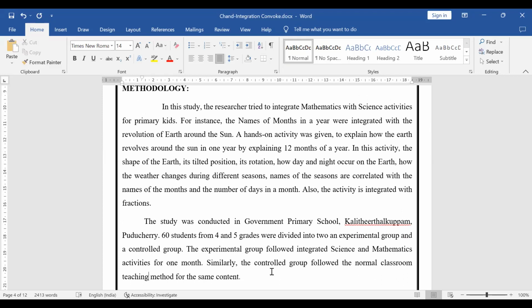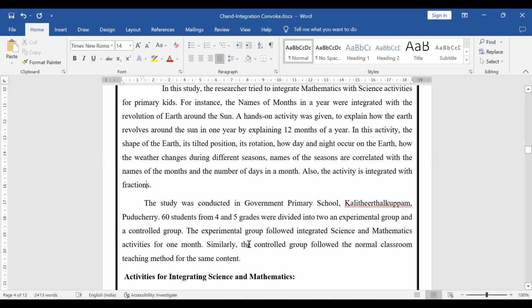Here she has used the experimental method and tried to integrate maths with science activity for primary kids. Even though she has not explained the methodology explicitly, her experiment is very good. She has given the sample in the following second paragraph. Look at this. The experimental group followed integrating science and mathematics. Similarly, the control group followed the normal teaching method. Sample she has given: 60 students from 4th and 5th grade. Grades are divided into two groups.